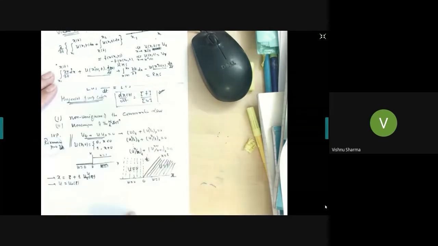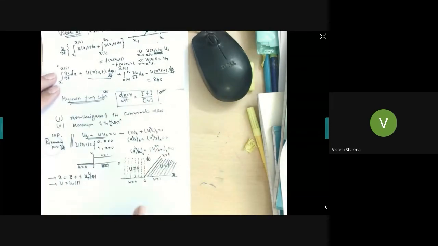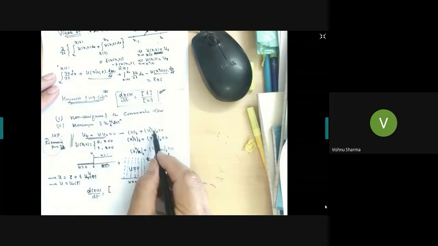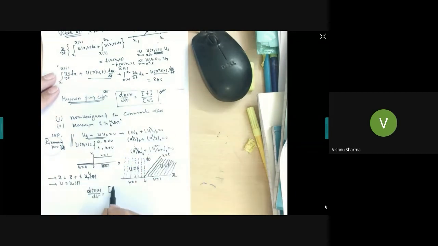Let us see what this says. This says that a discontinuity can be introduced into the solution which satisfies this condition. What is the flux function here? This is the flux function, u square by 2. Am I right?